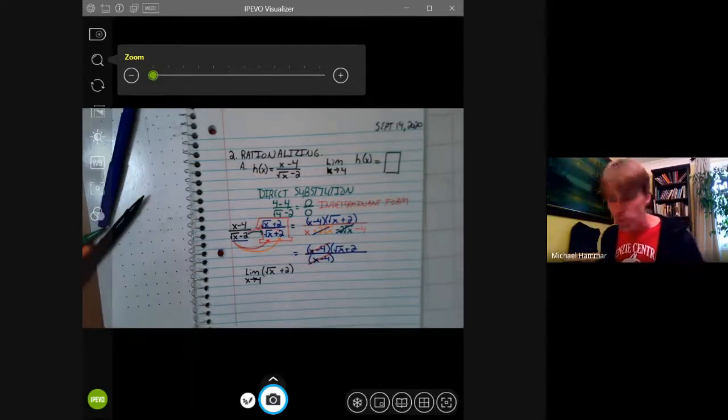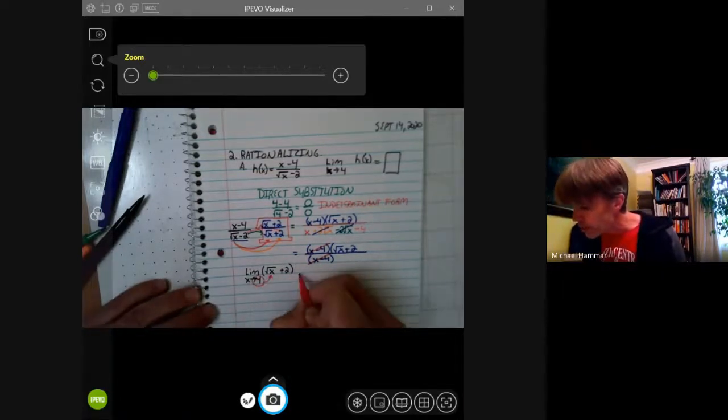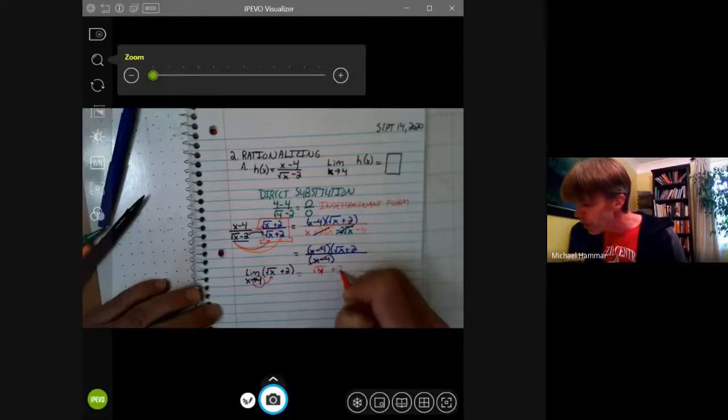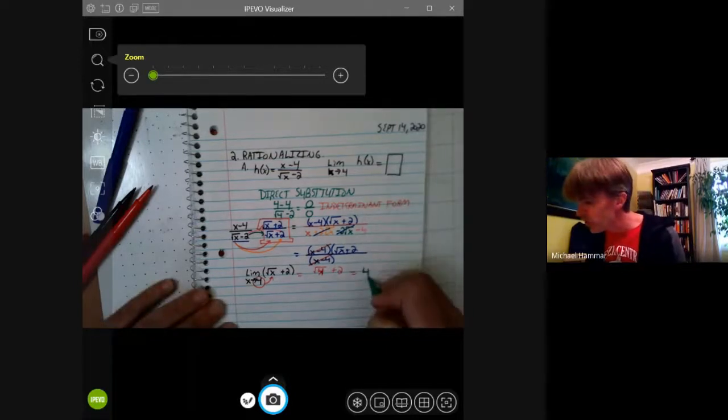So, for this problem, now do direct substitution. Take this and substitute it in there. So we are going to get the square root of 4 plus 2. So what's our final answer? The square root of 4 is 2, plus 2 is 4.